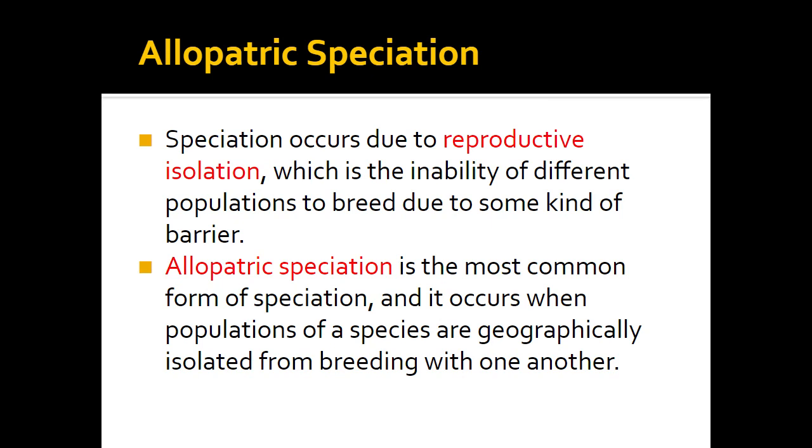So speciation occurs due to some sort of reproductive isolation. So if there's a physical barrier or some other reason why they can't reproductively come together to make offspring. The most common form of that is called allopatric speciation, and it occurs, like I've been describing, where populations of a species are geographically isolated from breeding with one another, such as the fish on the previous slide.